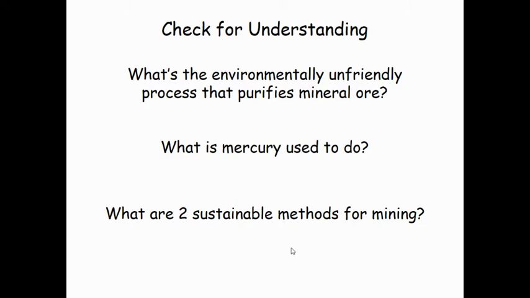Two sustainable methods for mining. Take a look at number 11 and 12. Yeah, so we got the materials revolution. We need to find substitutes. We need to reuse, especially rare metals, so recycle e-waste. Lots of opportunities to be sustainable there.